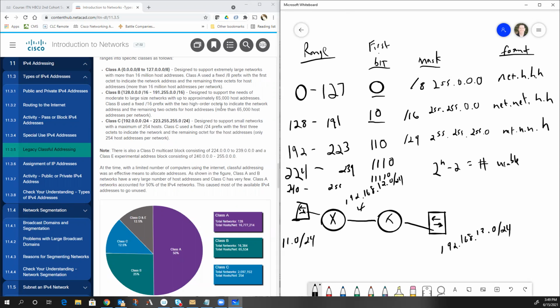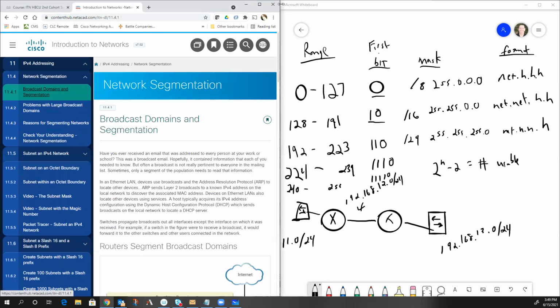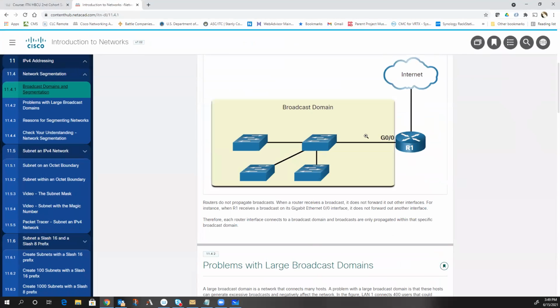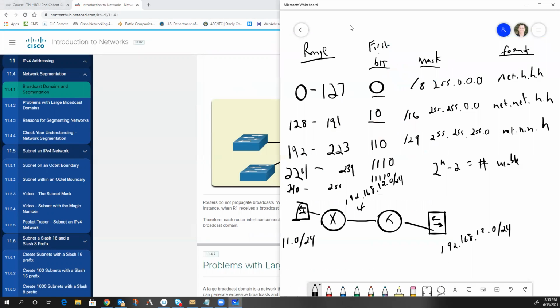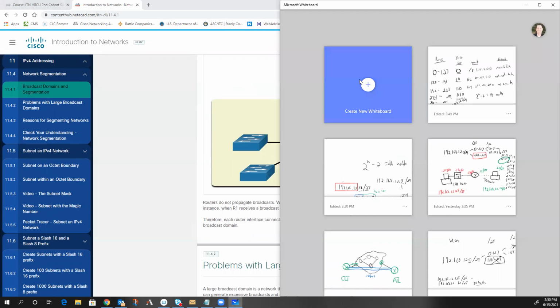Let's be honest. If I tried to build a network and make this one network a class A, so there's 16 million hosts hanging off of gig 0/0 of R1, you would have so many problems with broadcast, so many networking issues, it would not work. It doesn't scale at all. Exactly. So what we have to do is take that big network and subnet it. Now, I'll show you what we typically do.